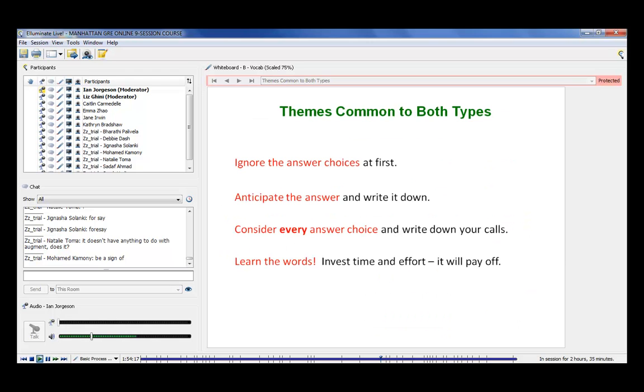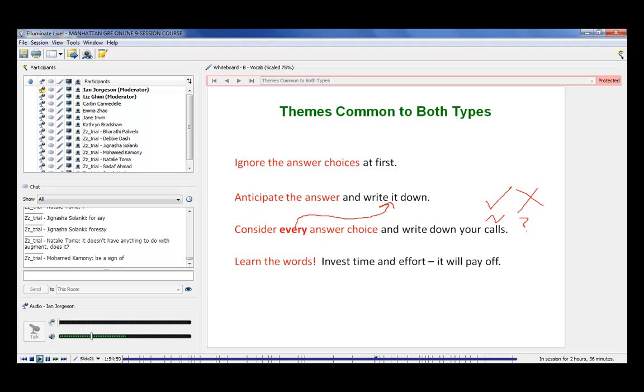All right, the themes common to both types. Number 1, ignore the answer choices at first and come up with your own answer, right? Ignore the answers, come up with your own answers, and then compare the answer choices not to the original sentence, but compare the answer choices to what you wrote down, and then write your calls. Is it correct? Is it definitely incorrect? Is it something you might want to keep? Or is it something you don't know the meaning of? And remember, if you don't know the meaning of the word, that means it might be the right answer. You cannot eliminate a word if you don't know what it means. You've got to keep it at least at first.